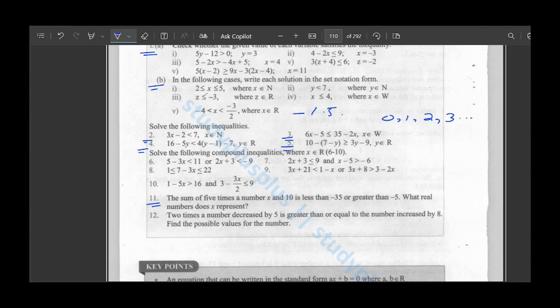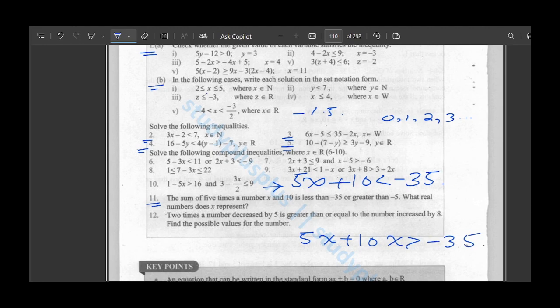We have question number 11. Question number 11 states that the sum of 5 times a number x and 10 is less than negative 35. So let's take a number that is x, and the sum of 5 times that number will be 5x, and 10 added with 10. Now it is less than negative 35, so the first inequality will be 5x plus 10 less than negative 35. This will be our first inequality. Then it says or greater than negative 5. That means if we write this same expression, which was 5x plus 10, now instead of being less than negative 35, it is greater than negative 35.